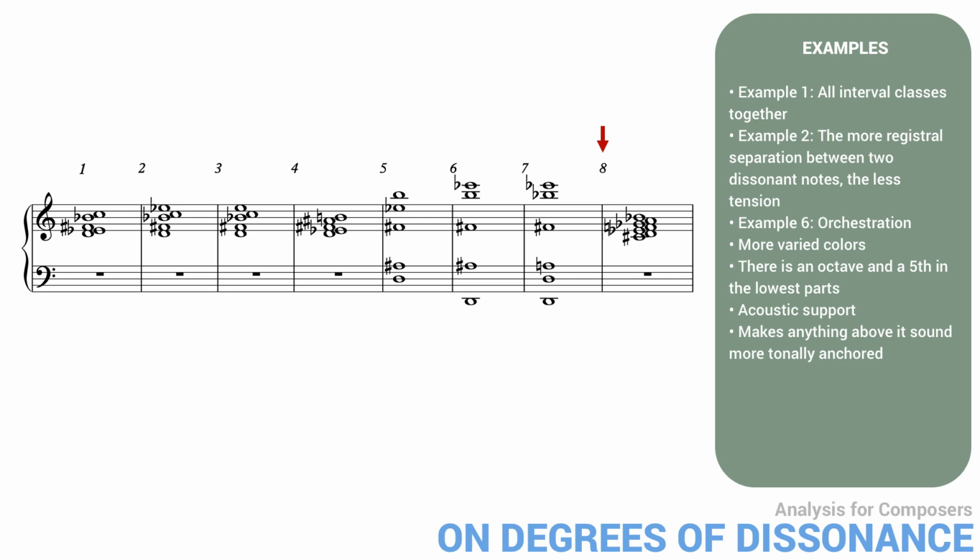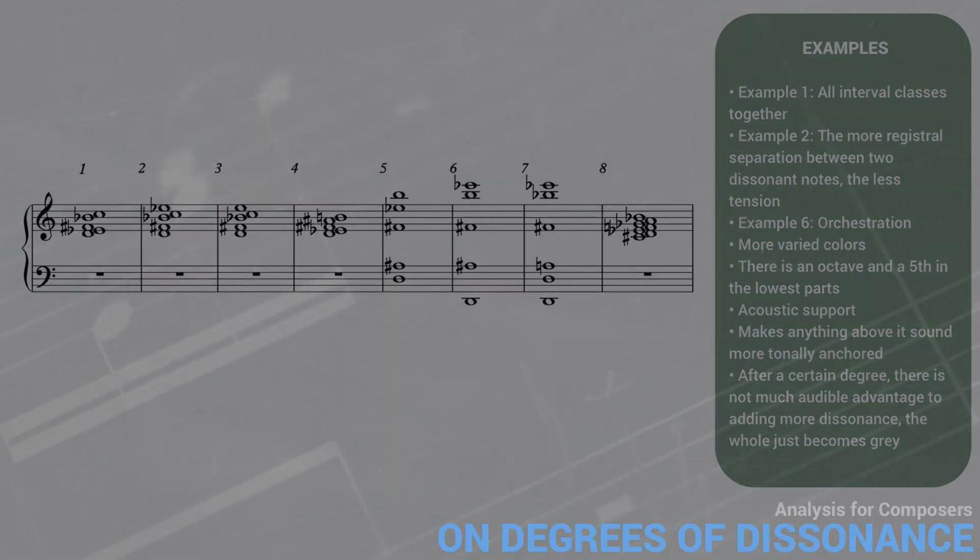Here, there are 4 semitone dissonances packed into a closely spaced chord. What's interesting here is that there is a limit to how intense things can get. Oh, pardon me, I played an extra note not in the written chord, E natural. You didn't notice? I wouldn't have noticed either. Here's the chord as written. Not much difference. The point is that after a certain degree, there's not much audible advantage to adding more dissonance, the whole just becomes gray.